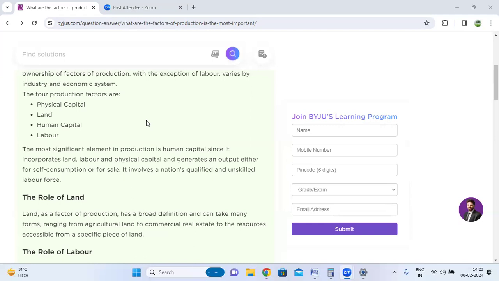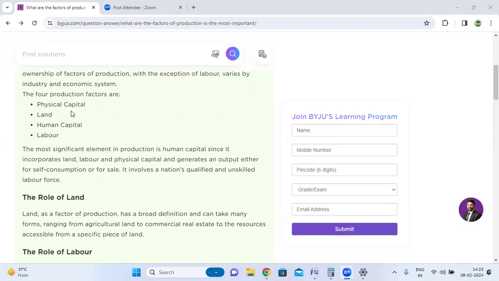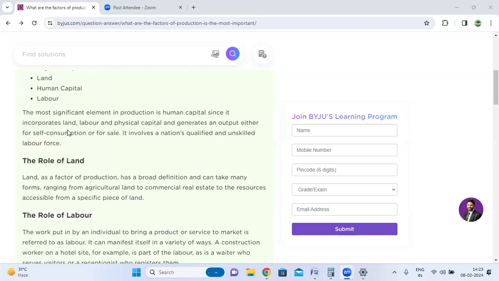So the factors of production can be divided into: first one, capital, land, human capital, and labor. So these are the factors of production. First one, the capital.